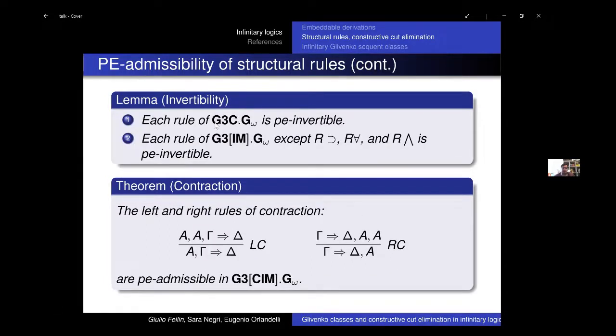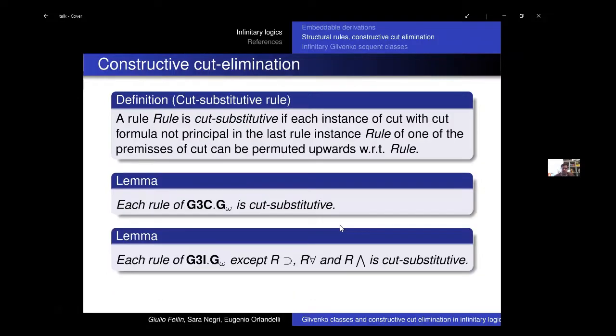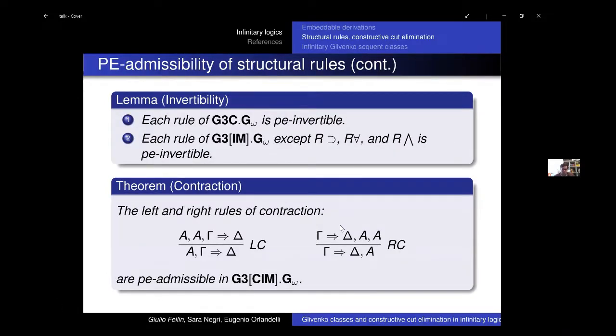Invertibility: in the classical calculus, each rule is PE invertible. In the intuitionistic and minimal calculi, all rules except for the right rule for implication, the right rule for the universal quantifier, and the right rule for infinite conjunction are PE invertible. The rules for contraction are PE admissible in all calculi. Okay, so these were the rules.